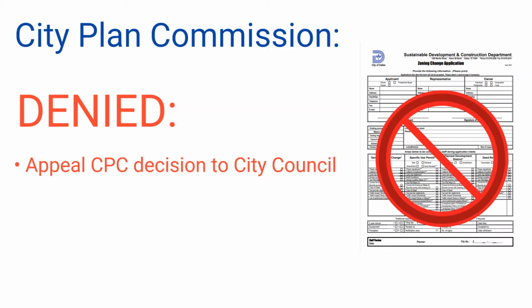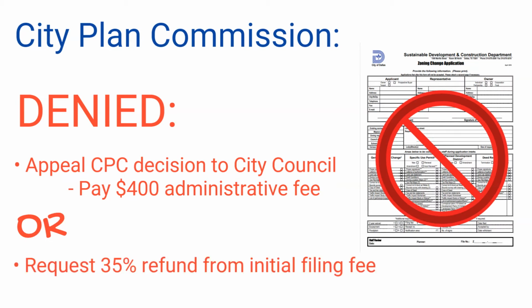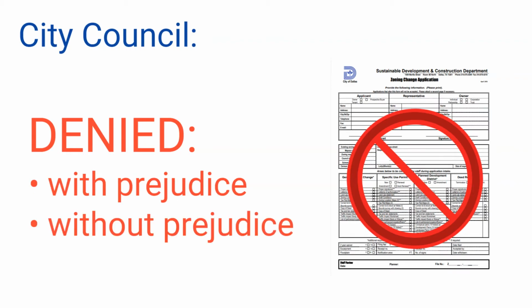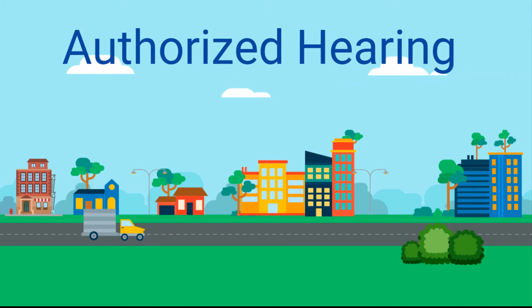Once an application is denied by the City Plan Commission, the applicant can appeal the decision to the Dallas City Council and is required to pay a $400 administration fee, or the applicant can request a 35% refund of the initial filing fee. When a denial is appealed, the public can speak in favor or opposition to the request during the City Council hearing. If an application is denied at the Dallas City Council level, it may also be denied with or without prejudice.